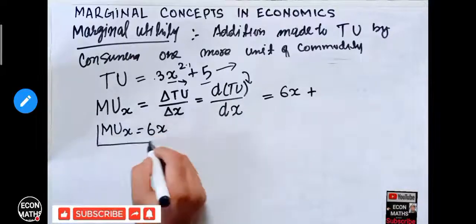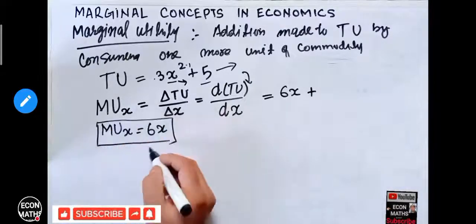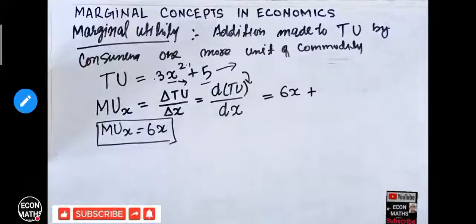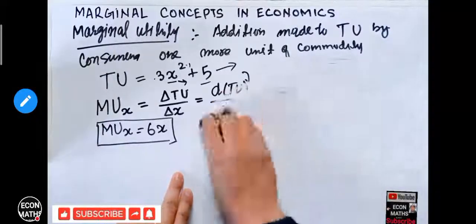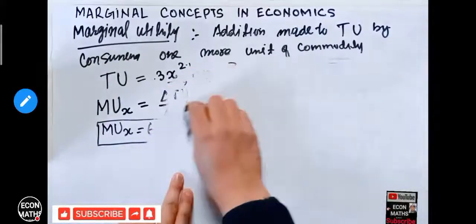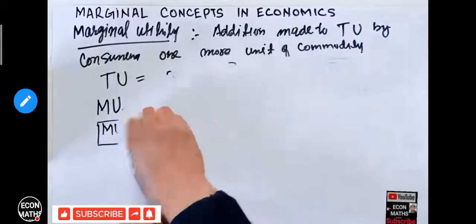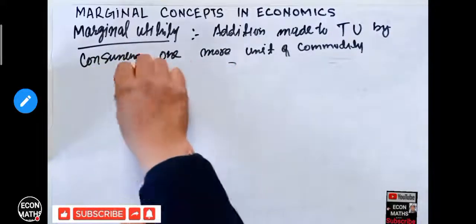Okay, we got the marginal utility here, 6x. Now, how to find the marginal utility when we are given two commodities? Let us see how we find the marginal utilities when two commodities are consumed by a consumer.